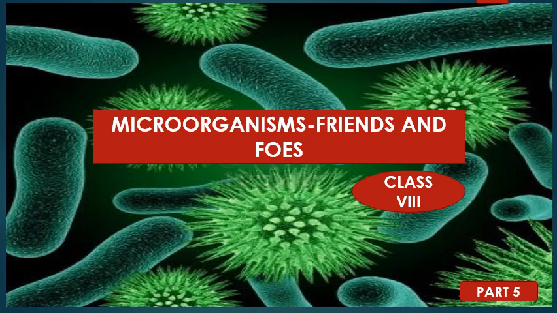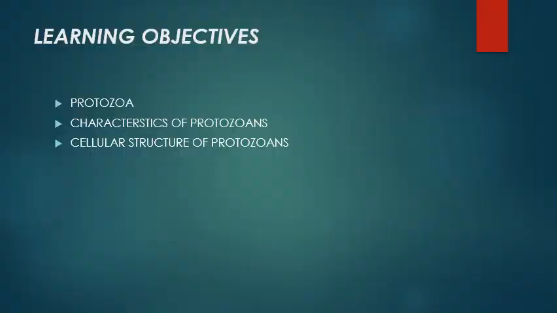Let's start the next topics of our chapter, microorganisms, friends and foes. So in this part, we are going to study and learn about protozoa, another category of microorganisms. We'll see what are the characteristics of protozoans, what are their habitats, and what is the cellular structure of protozoa.